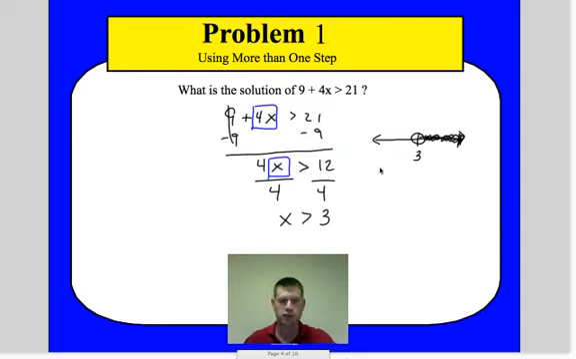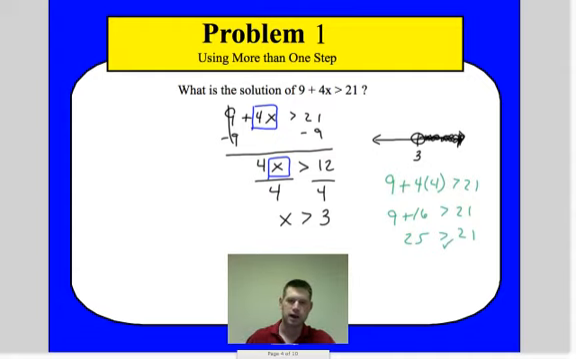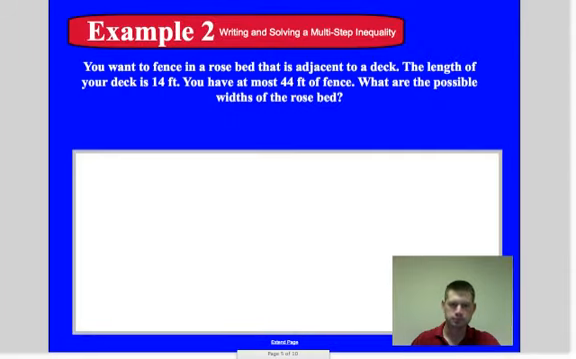But we always do want to check our work, so a number bigger than 3, for example, might be 4. So we take 9 plus 4 times 4 and see if that's greater than 21. Well, it's 9 plus 16, which is 25, which is greater than 21. Sure sounds correct to me. Yep, that works out. So that's how we do multi-steps.